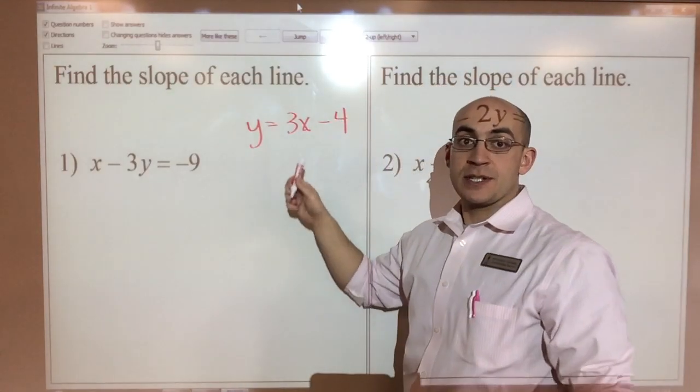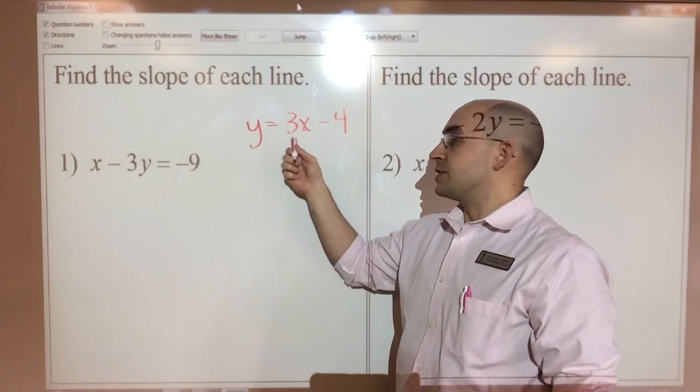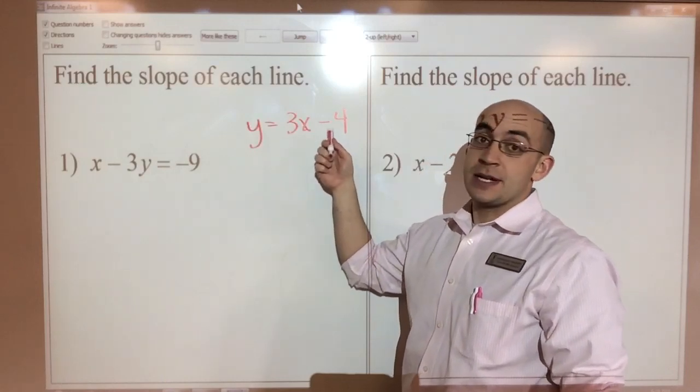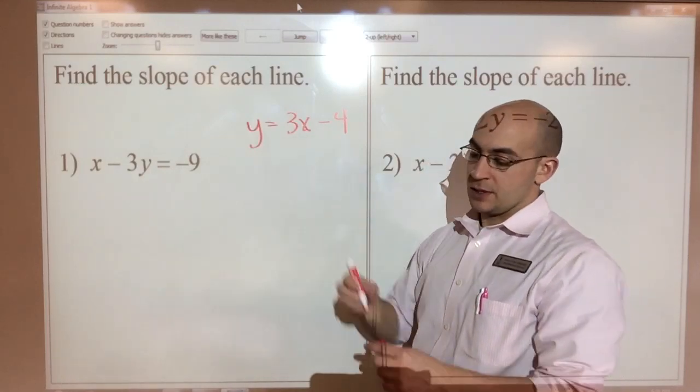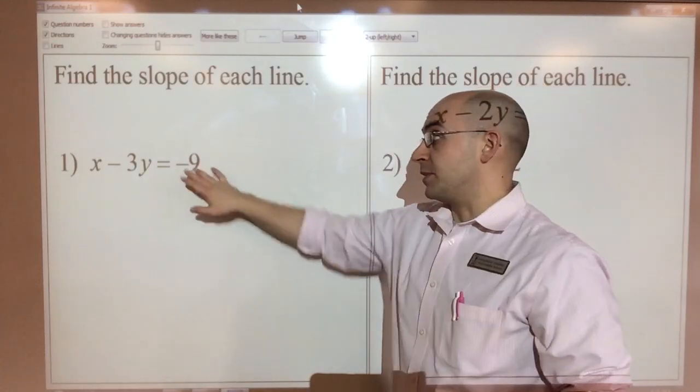Okay? The slope is always the number next to x, never x. Slope is never x. So the slope is 3, and the y-intercept is -4. So the y-intercept is always on the very end. But what happens when it is in a completely different format?